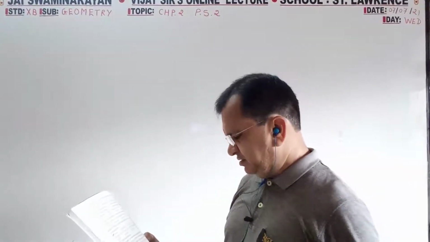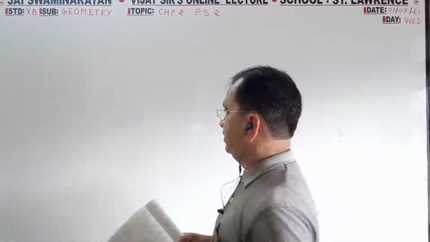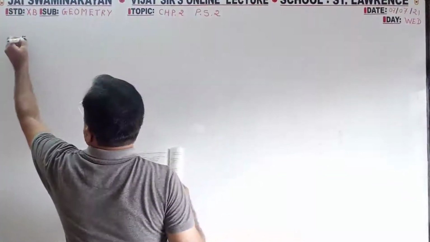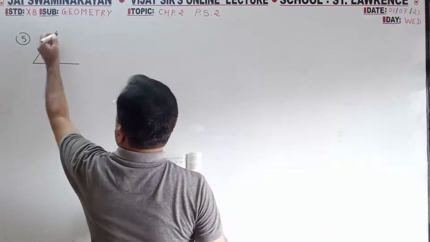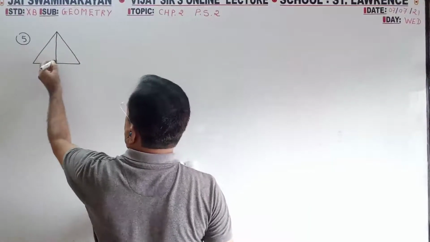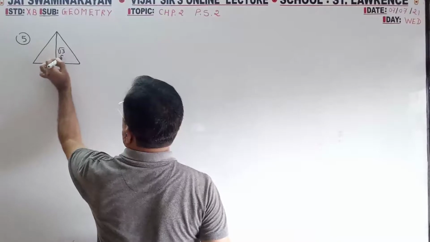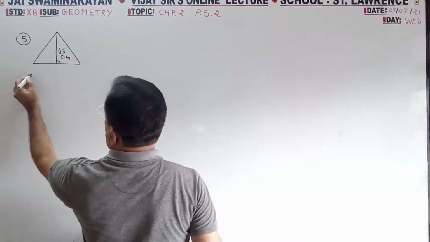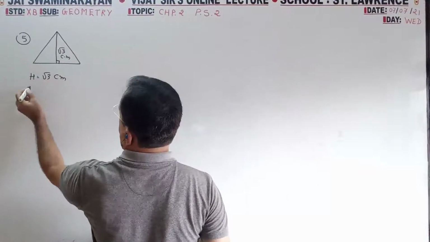Question number 5. Find the length of the side and the perimeter of an equilateral triangle whose height is given. This is an equilateral triangle whose height is given, root 3 centimeter. So height is equal to root 3 centimeter.